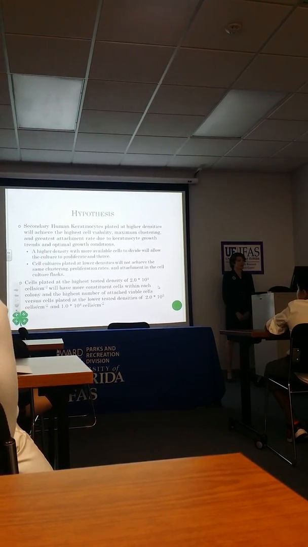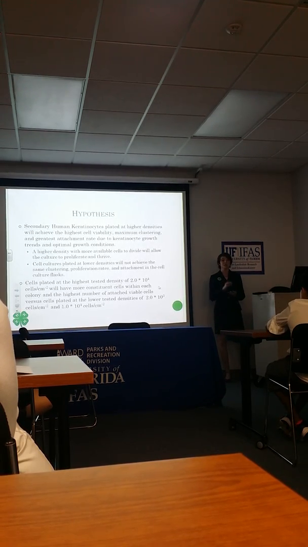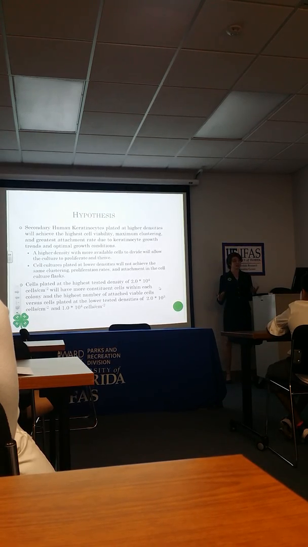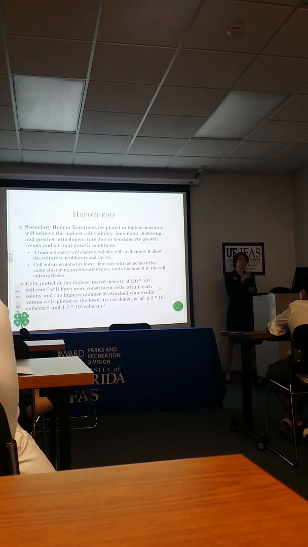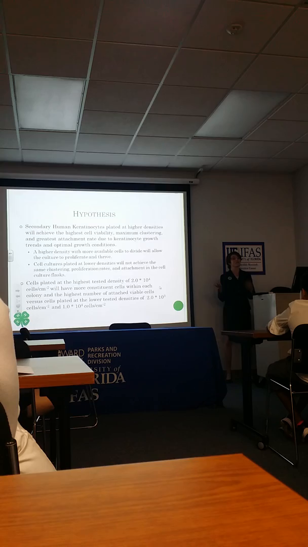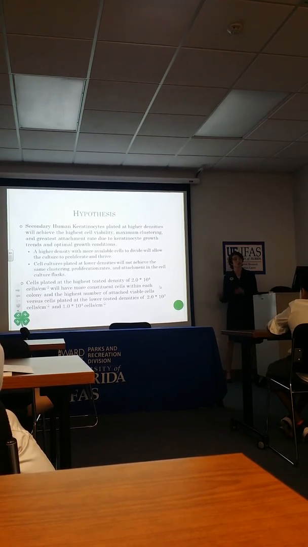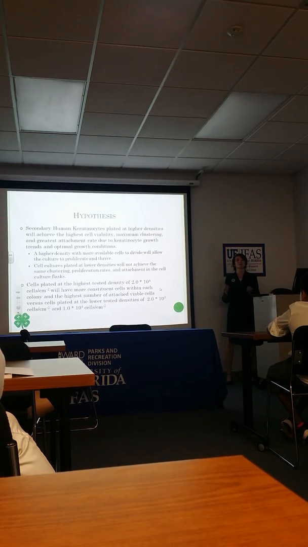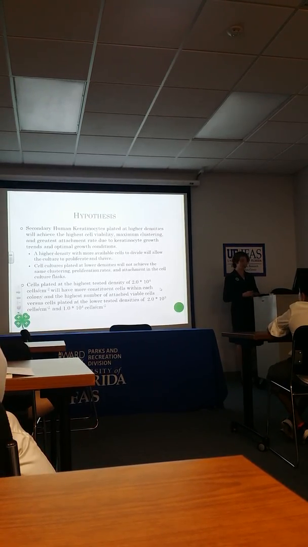And so I hypothesized that human keratinocytes plated at higher densities, meaning more cells were in these cell flasks per square centimeter, would achieve the highest cell viability and the greatest rates of cell growth because the human keratinocyte growth trends were optimized. I thought a higher plating density would have more available cells that were able to culture and proliferate, while cells plated at lower densities wouldn't achieve these same results simply because there weren't enough cells to actively proliferate in these conditions.